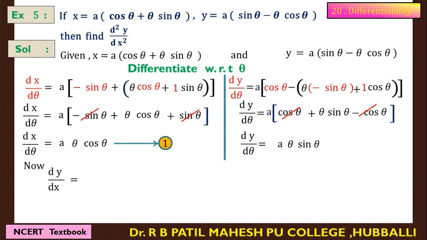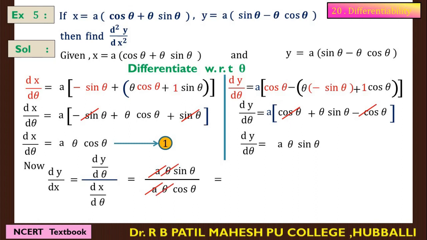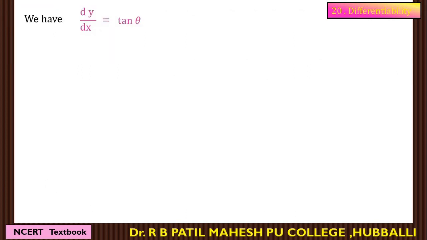Now the dy by dx function is nothing but dy by d theta divided by dx upon d theta. Substitute the dy by d theta and dx upon d theta answers, that is a theta sin theta divided by a theta cos theta. Here a gets cancelled and theta also gets cancelled. So you will get sin theta upon cos theta, which means tan theta. So this is the dy by dx answer. It is not the double derivative. We have dy by dx equal to tan theta.